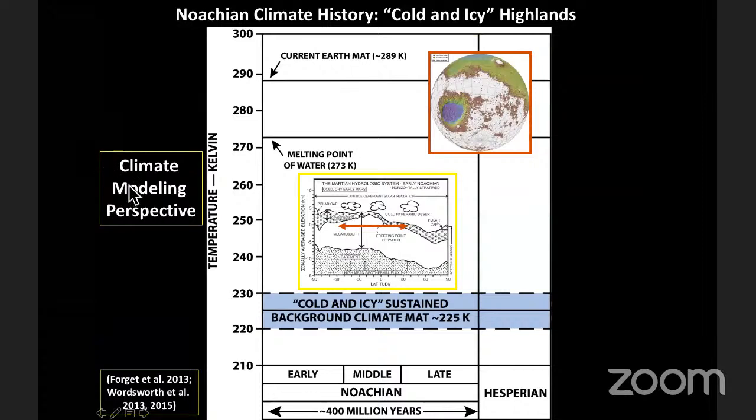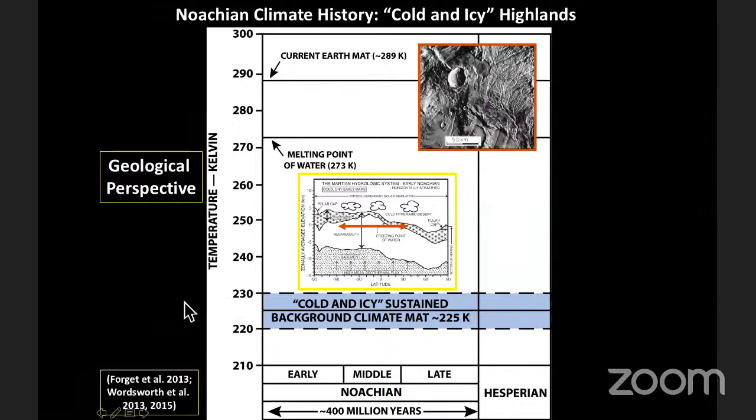The climate modeling perspective, going back to our diagram here, is very different. So what do we have here? We have essentially a 225 K mean annual temperature, cold and icy sustained background climate, horizontally stratified hydrological system, and the adiabatic cooling effect suggests that the highlands are mostly snow and ice. This is the work of a broad group of people headed by Francois Forget and Robin Wordsworth and colleagues. That's really amazing. Well, the geological perspective is, of course, totally different than that.